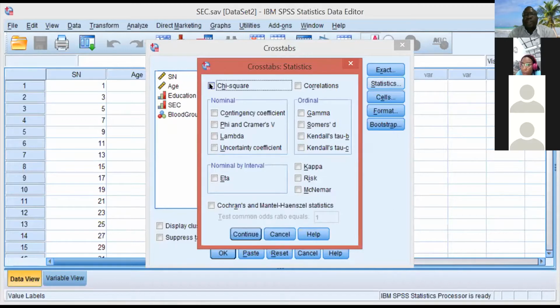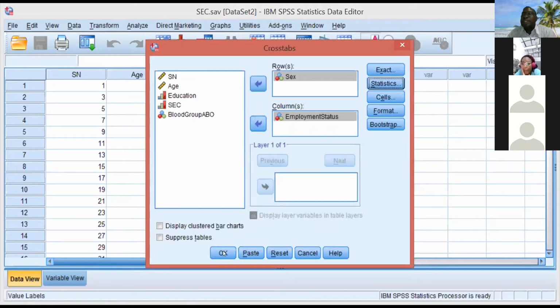You can see a lot of things you can do here. Even kappa, risk, many things. Even McNemar is from here. Anything categorical that you cross-tab, anything that has to do with cross tabulation, is here. Then please continue. Chi-square is what you want to calculate. Click on continue. Okay. Click on exact.